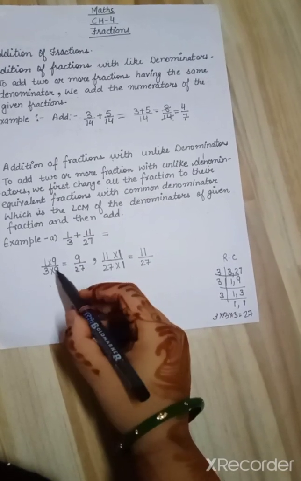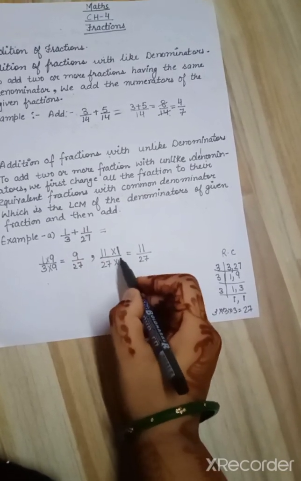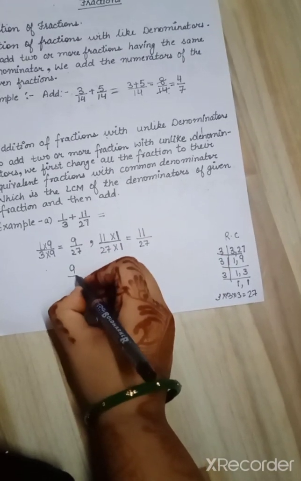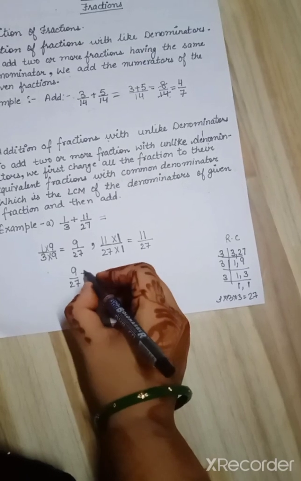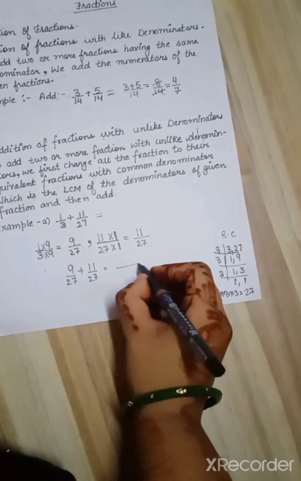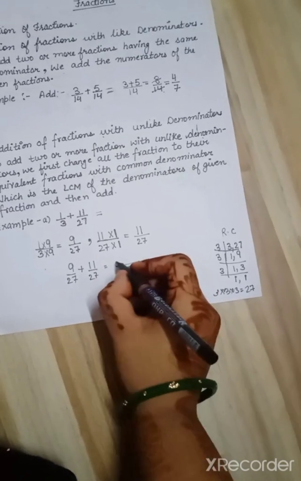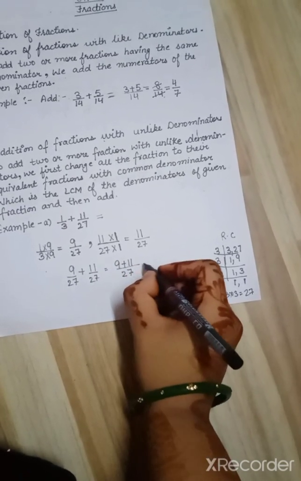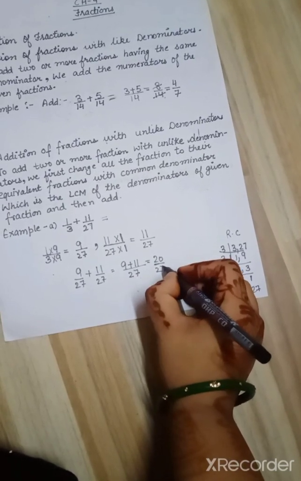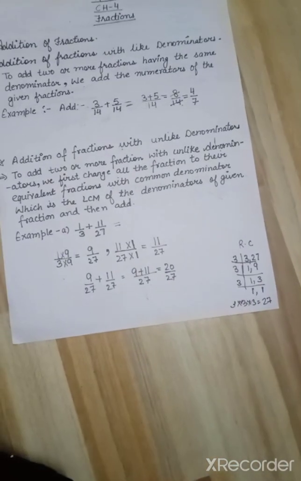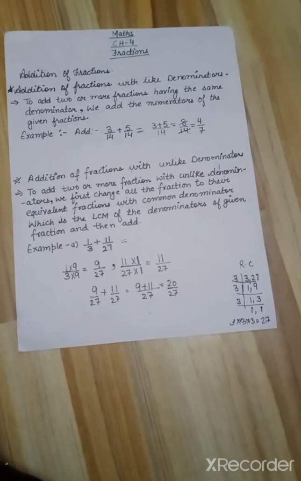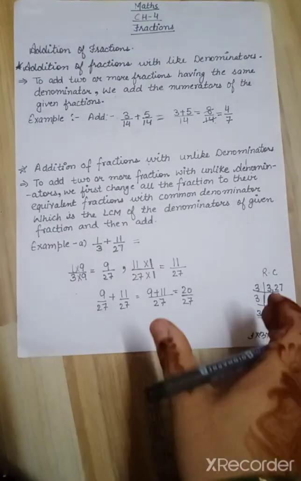Now I will add both these numbers. 9 by 27 represents 1 by 3 and 11 by 27 represents 11 by 27, right? So we will add it: 9 upon 27 plus 11 upon 27. Now we will write the common denominator like this, and now we will add both the numerators. 9 plus 11, what will we get? 20 upon 27. We cannot cancel it out because it does not come in a common table. So we will write it as it is.